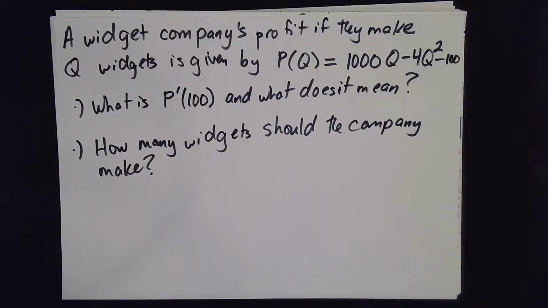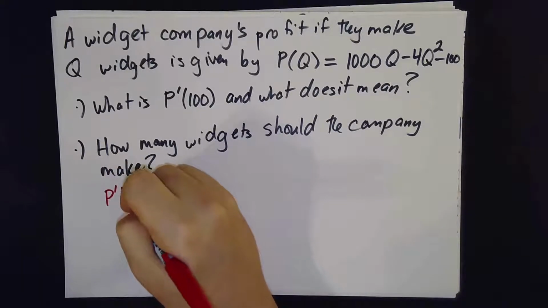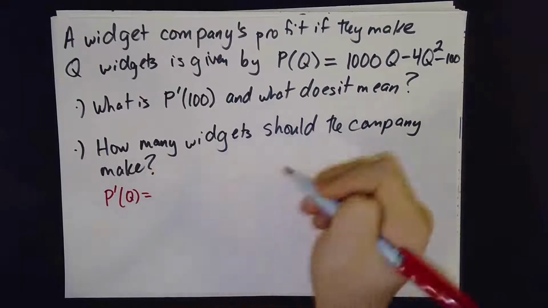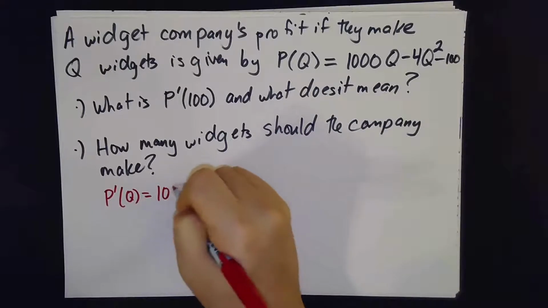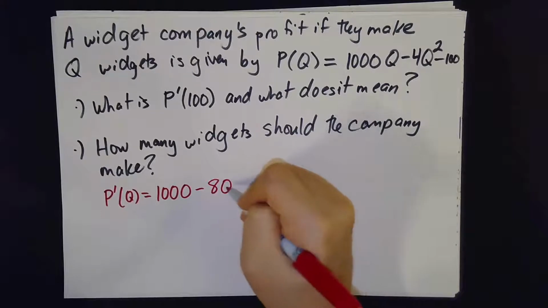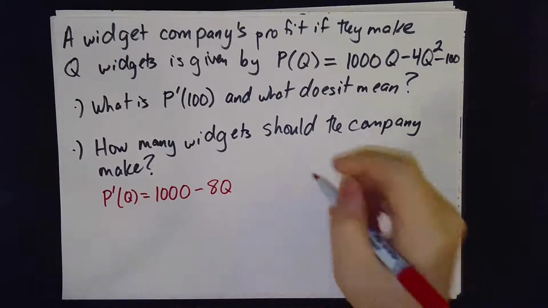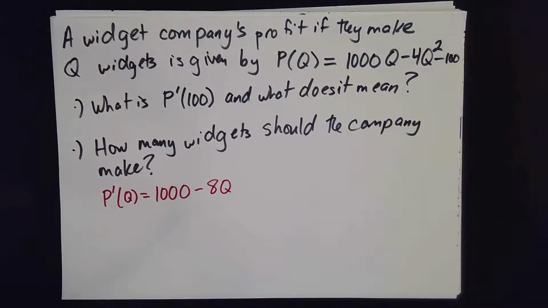Alrighty. So let's calculate p prime here. That should not be too bad. So p prime will be 1,000 minus 8q. So I will do 5e after this. Sorry, I'll do 7e after this, and 5e.